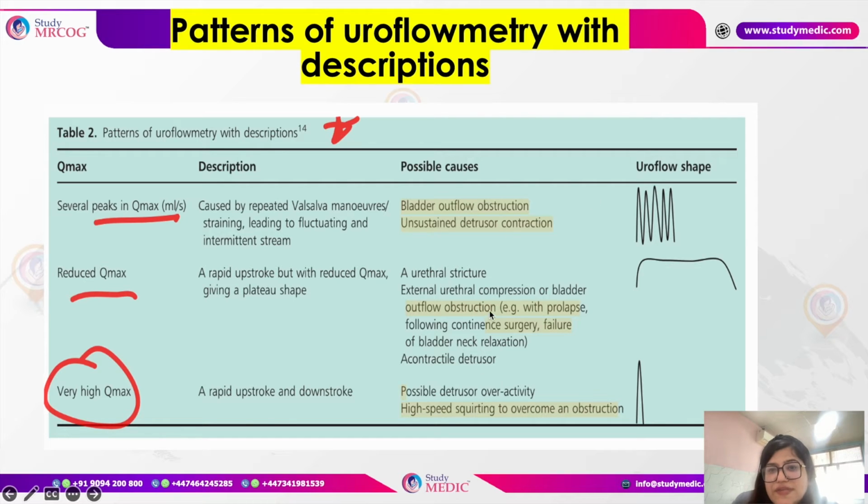It could be associated with prolapse, following continence surgery, failure of bladder neck relaxation, or an acontractile bladder, that is, acontractile detrusor. And sometimes you get a very high Qmax. This is again seen if there is possible detrusor overactivity or high-speed squirting to overcome an obstruction.